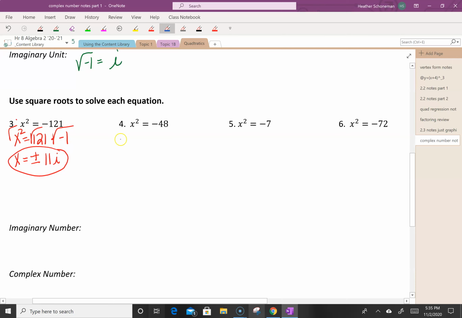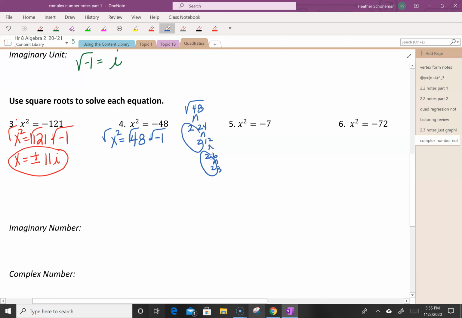Okay, on number 4, I'm going to rewrite this as 48 times negative 1. Take the square root of everything. I'm going to start this up here because I'm going to run out of space if I don't. So 48, it's not a perfect square, so I have to make a factor tree. 2 and 24, 2 and 12, 2 and 6, 2 and 3.